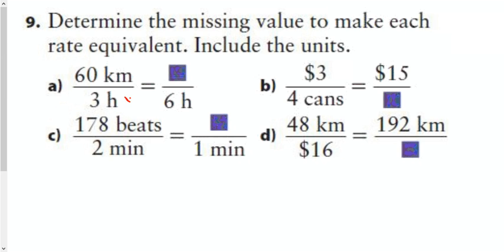So here, I'm going to use the multiplication method. Since I know both 60 and 3, I know I multiplied 3 hours by 2 to get 6 hours. So I have to multiply the top, and I would get 120 kilometers. So therefore, my rate would be 120 kilometers per 6 hours. That's a rate, not a unit rate, because it's not per hour.